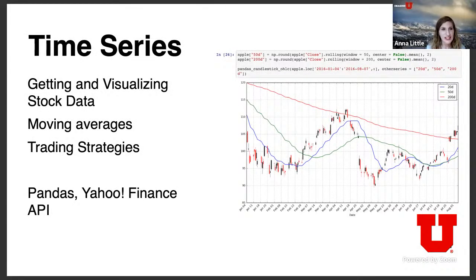Okay, we also looked at time series. We didn't spend a lot of time on time series, so there's a lot more that you could go into there, but we looked at some examples of stock data, getting and visualizing stock data, how to compute moving averages, the bigger the average, the smoother you get, and how you can create some basic trading strategies, even from these basic tools.